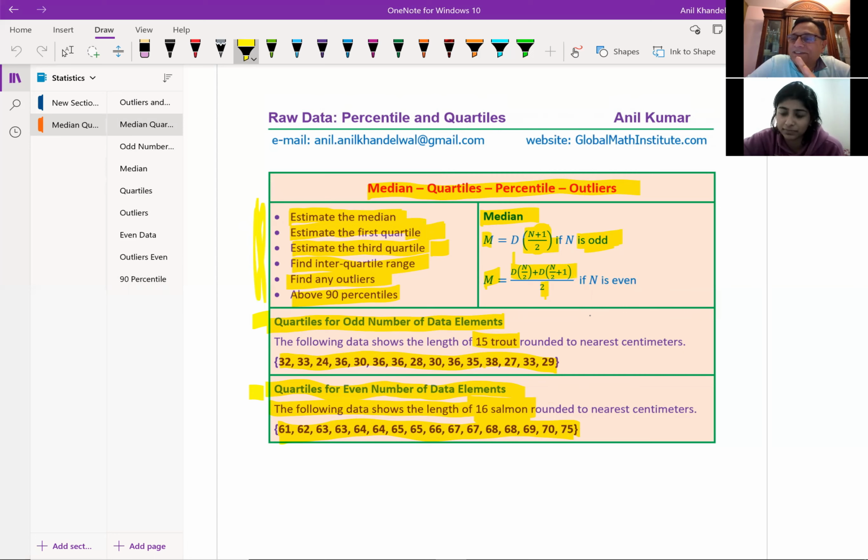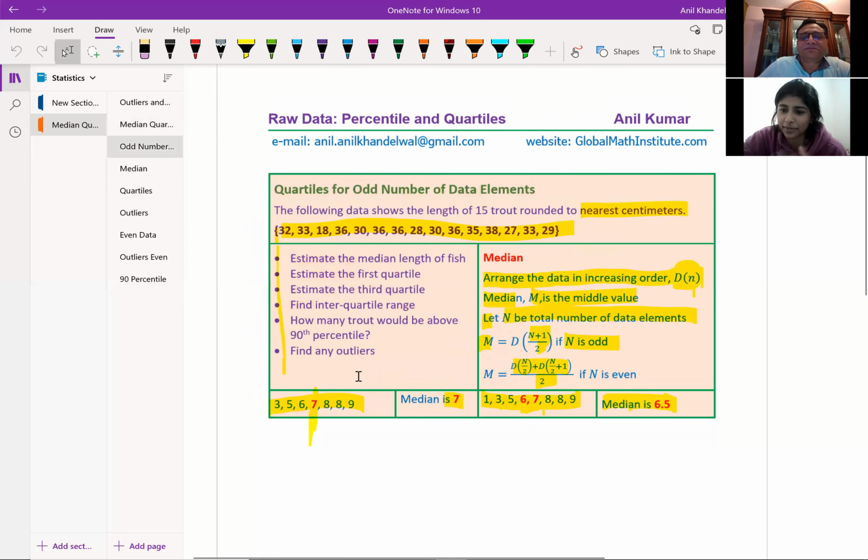First step is to arrange the data in increasing order. That is the basic step. That's the most important thing, because if the data is not in the right order, when you calculate the fifth term and it's out of order, then it's all going to be incorrect. Yeah, that's the first point.